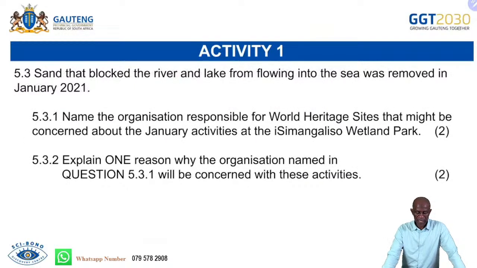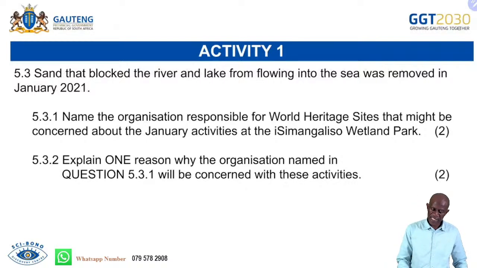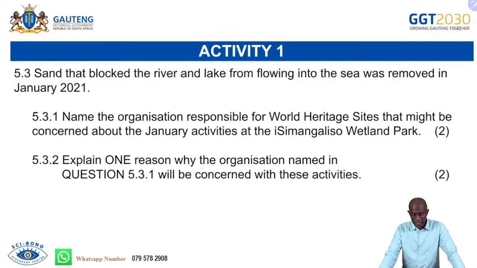As we move further, in another activity, sand that blocked the river and lake from flowing into the sea was removed in January 2021 at the iSimangaliso World Heritage Site. Name the organization responsible for World Heritage Sites that might be concerned about the January activities at the iSimangaliso Wetland Park. In response, the name of the world organization would be UNESCO, as we alluded to earlier on.